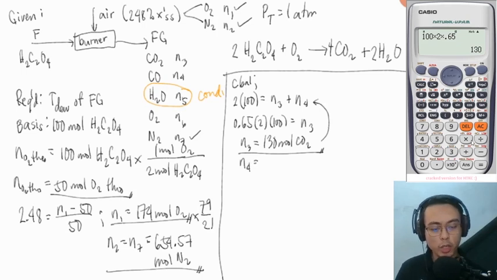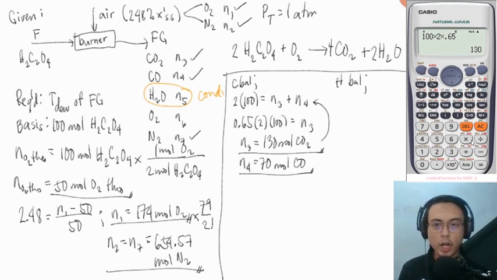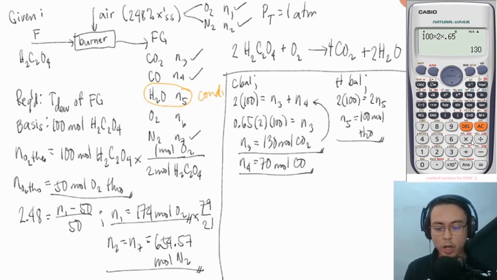You can solve for N4. That is 200 minus 130. That is 70 moles CO. Done? Done. Next, hydrogen balance. So what is our hydrogen balance? That is 2 times the feed is equal to 2 times N5. N5 is 100 mole H2O, right? Your only sources of hydrogen are in oxalic acid in the feed and water in the product. So we're done with N5.